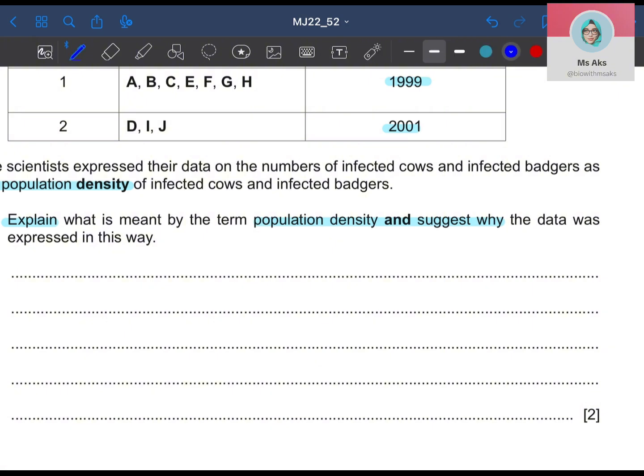Okay, so number of individuals per unit area. All right. So why are we using population density? This is to allow for a valid comparison to be done.